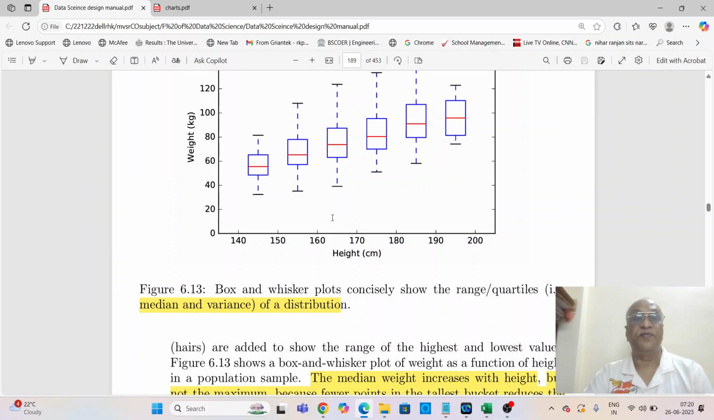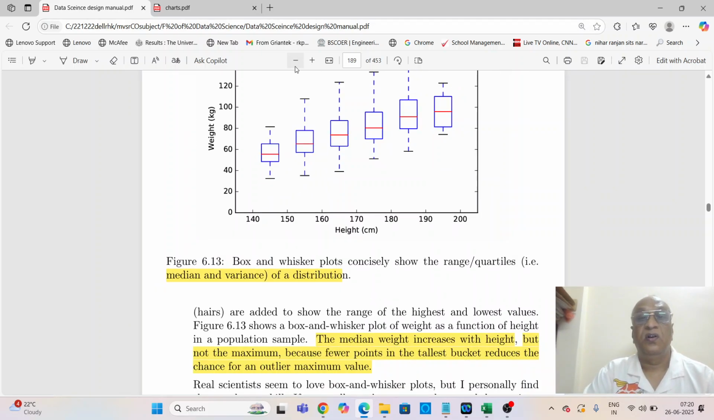You can see here from this box plot, the median weight is increasing with height. As the height increases, the median weight increases, but not necessarily is the maximum weight increased, right?